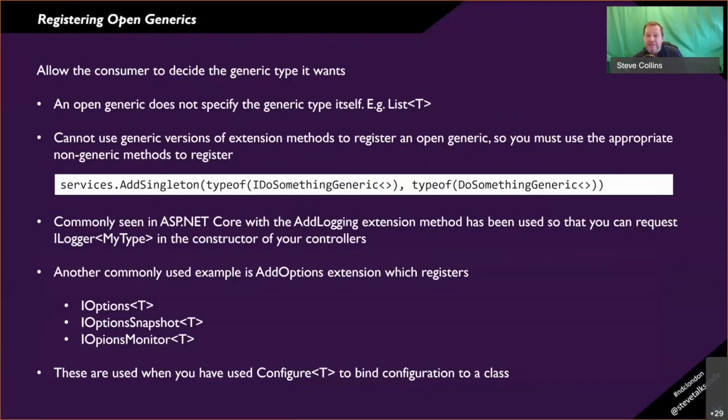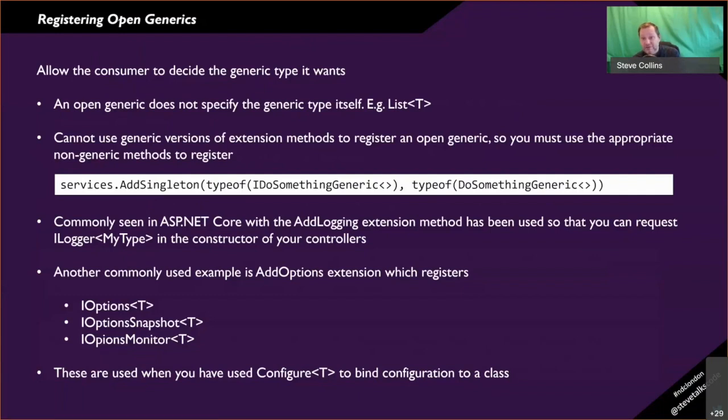Next, we have open generics, where you define a type parameter on the class type. Now, the place you may be familiar with this from a DI perspective is the generic ILogger<T> interface, where you may be using it in your controller constructors to get an ILogger instance that's typed to your controller. Similarly, you may be familiar with the IOptions interfaces that get registered when you use the Configure method that binds configuration to objects.